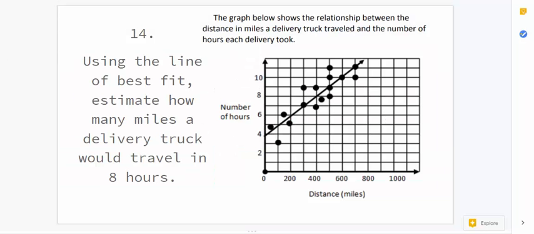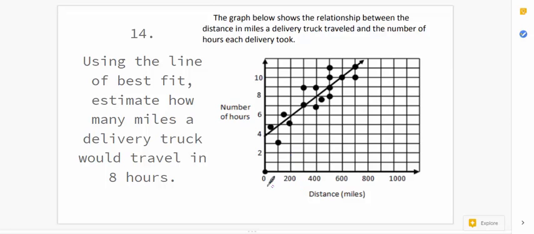Question number 14 says, using the line of best fit, estimate how many miles a delivery truck would travel in 8 hours. So it says the graph below shows the relationship between the distance in miles a delivery truck traveled and the number of hours each delivery took.